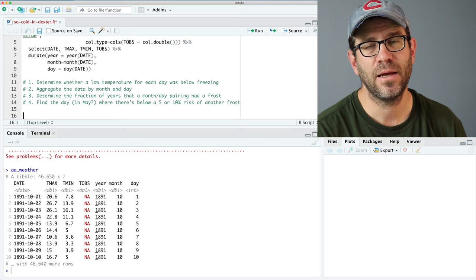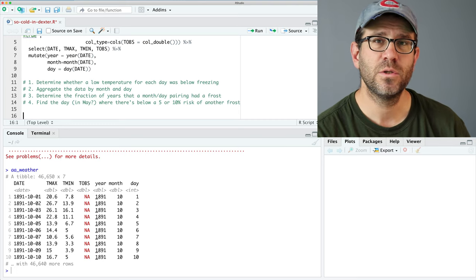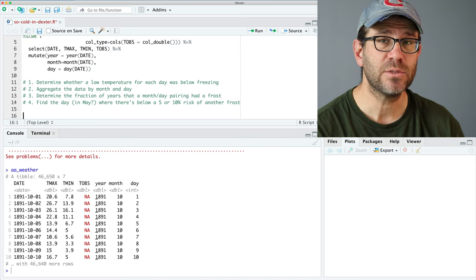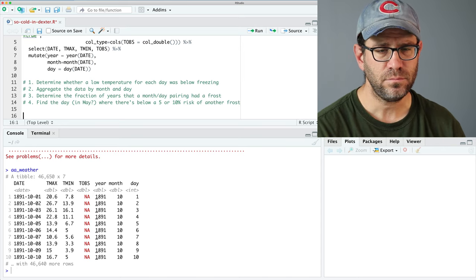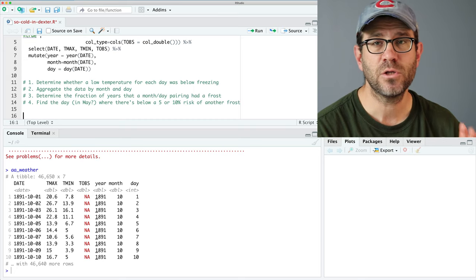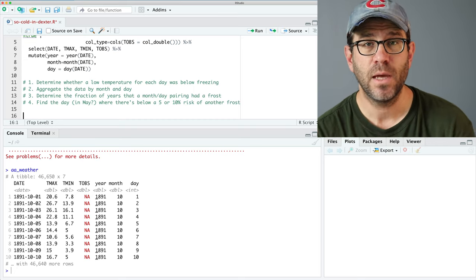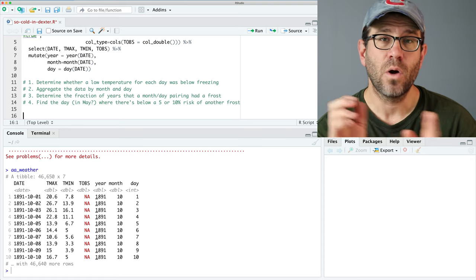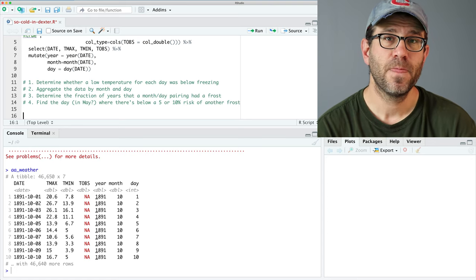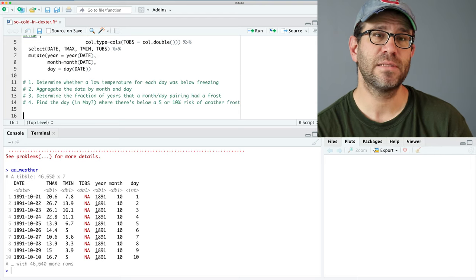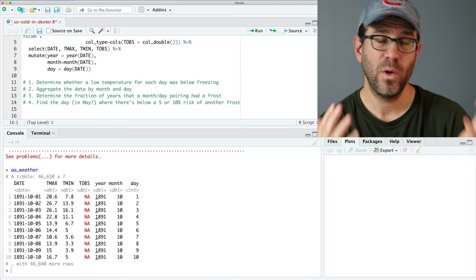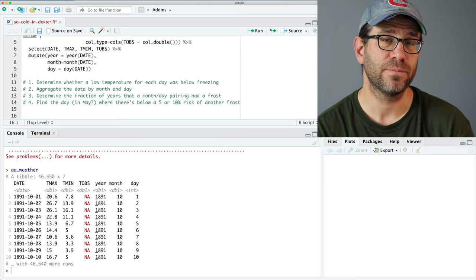All right, so we're going to start with this, and we know how to do nearly everything here, okay? We're going to add one new thing, which is the mutate function, and we'll see something special about using logicals as we go through this. So the first function we're going to talk about is mutate. Now, mutate allows us to either change an existing column or add a new column, okay? So if we want to make a new column that says, is it below freezing? Well, we can do that with the mutate function, okay?